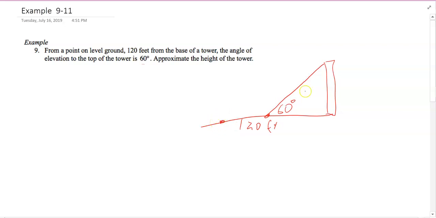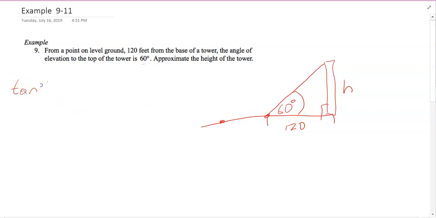Now we want to find the height of the tower. So this is 120 feet from the tower, and we want to find this height of the tower. What we can do then is use what we know about right triangle trig. The sides I want to compare are this side, let's call it H. H is opposite to 60 degrees and 120 is adjacent. Opposite side and adjacent side would be a perfect candidate for tan.